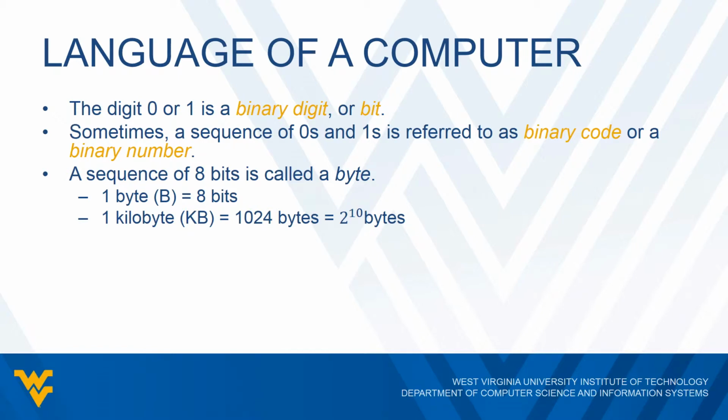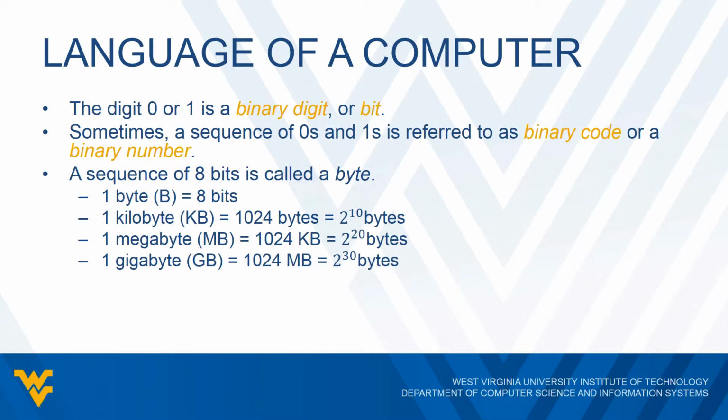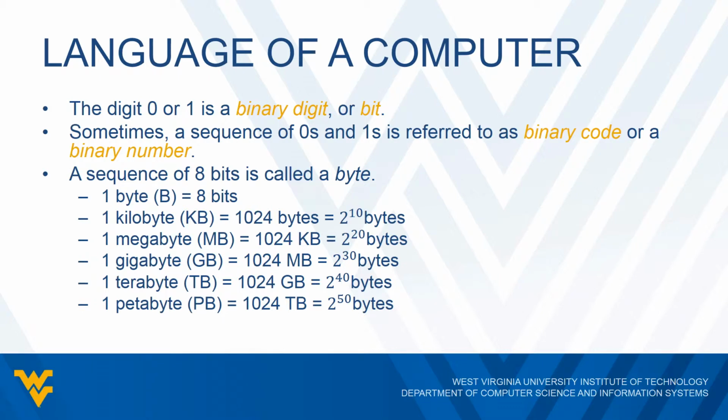And we can just keep going. We have different terms for these different sizes. A megabyte would be 1024 kilobytes, or 2 power 20 bytes. A gigabyte would be 1024 megabytes, and it would be about 2 power 30 bytes. And then a terabyte would be 1024 gigabytes, which would be 2 power 40 bytes. A petabyte would be 1024 terabytes, which would be 2 power 50 bytes. And an exabyte would be 1024 petabytes and 2 power 60 bytes.